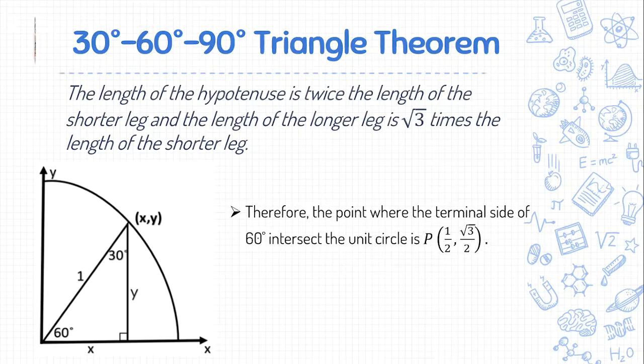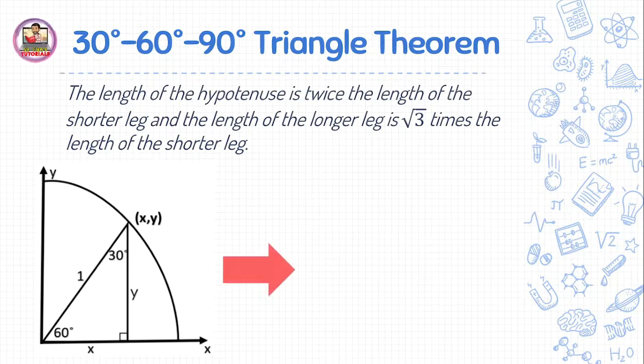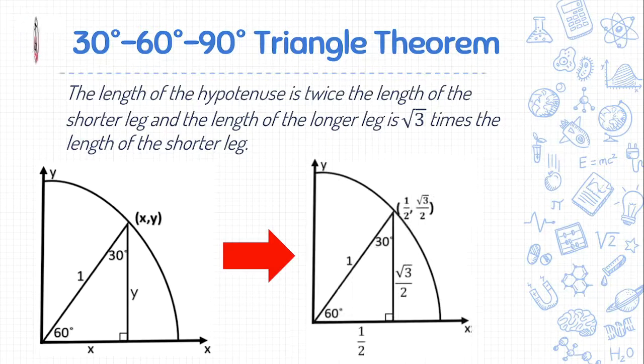Therefore, the point where the terminal side of 60 degrees intersects the unit circle is P, which has coordinates 1/2 and square root of 3 all over 2. So labeling this diagram with the result that we obtained, we have the adjacent side of a 60 degree angle is 1/2. The opposite side is square root of 3 all over 2. So therefore, our coordinates are 1/2 and square root of 3 all over 2.